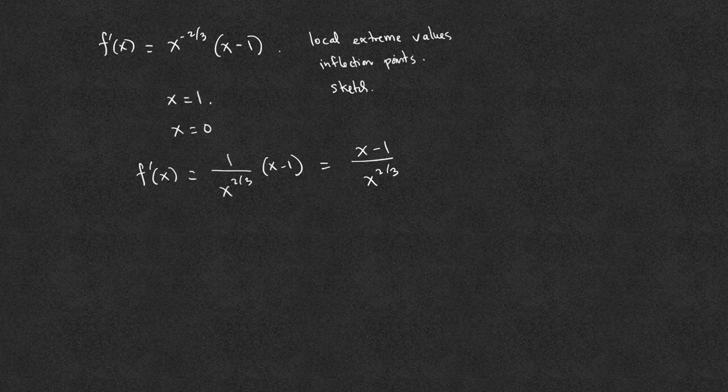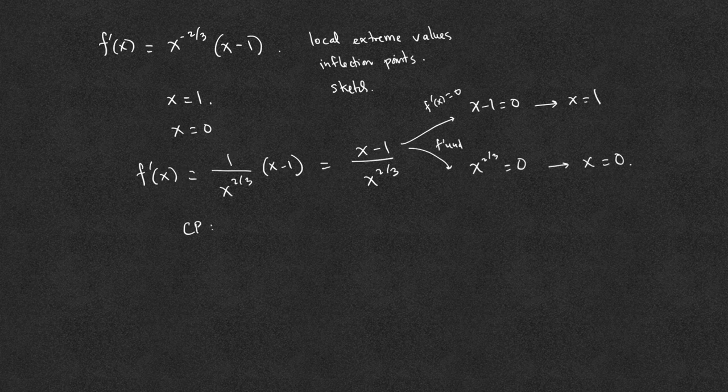We see that this derivative is 0 when the numerator is 0, when x equals 1. So this is when f prime of x is 0. And it is undefined when the denominator is 0, but the denominator is 0 when x is 0. And so we have two critical points for the function f. One is x equals 0, and one is x equals 1.